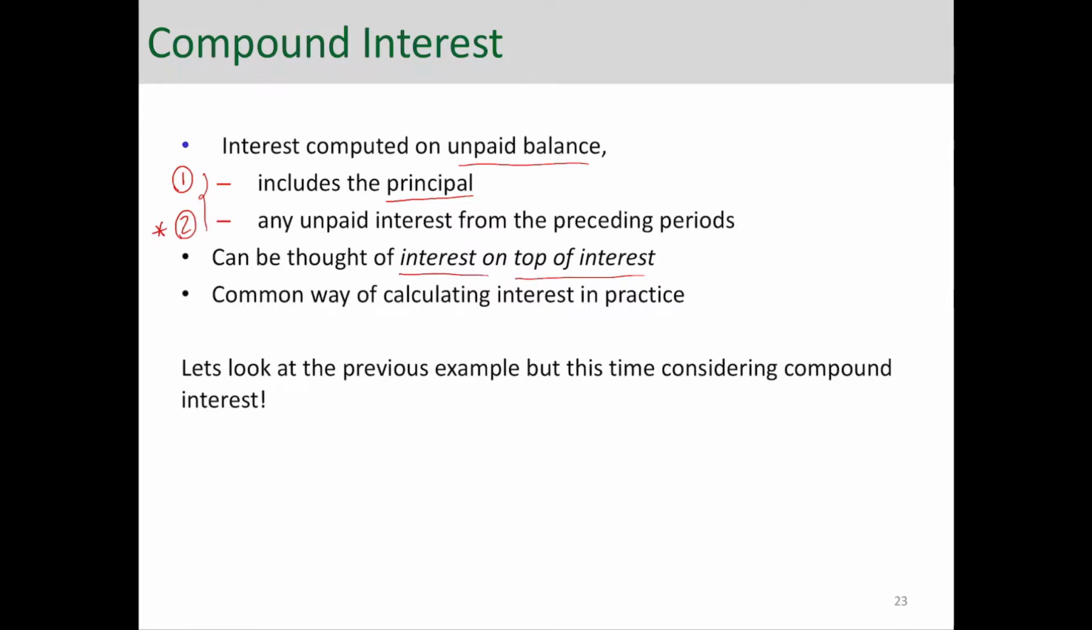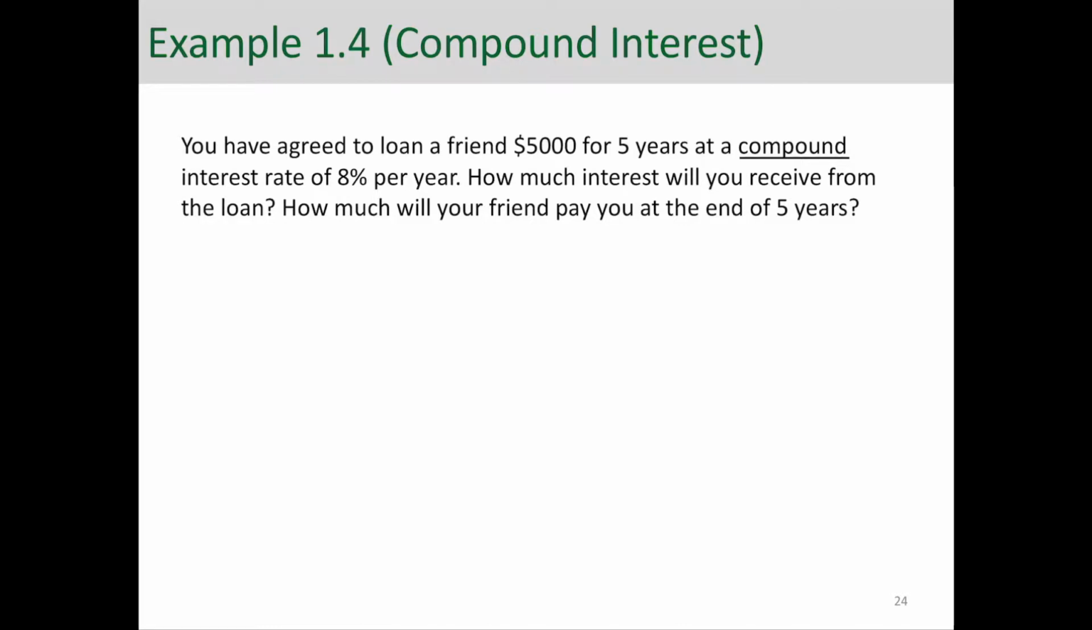To make a better sense of compound interest rate, we're going to look at the same example that we looked at in the simple interest rate case. You've agreed to loan a friend $5,000 for 5 years at a compound interest rate of 8% this time. How much interest will you receive from the loan? And how much will your friend pay at the end of 5 years? That's essentially what the question is asking.